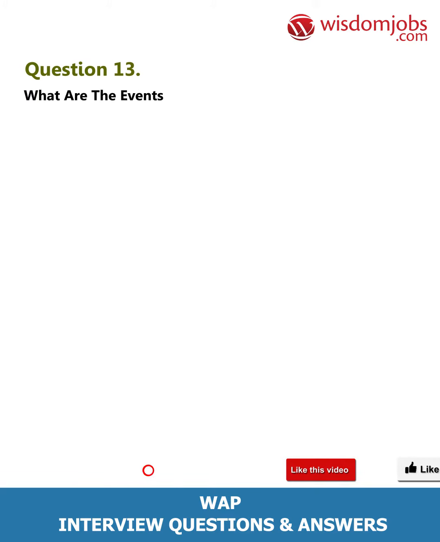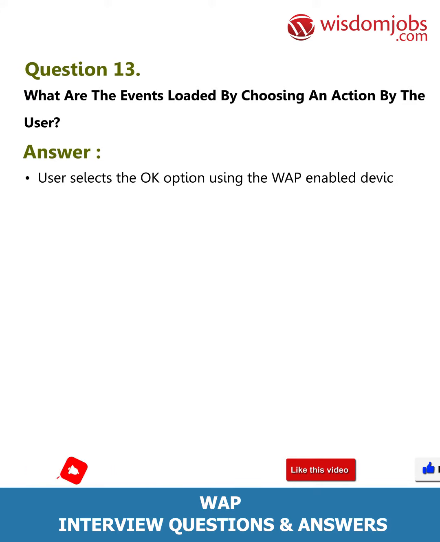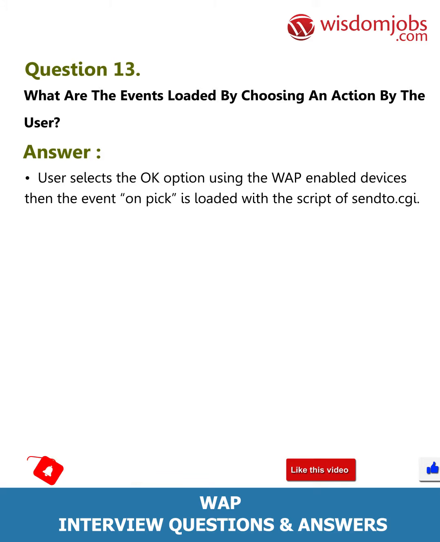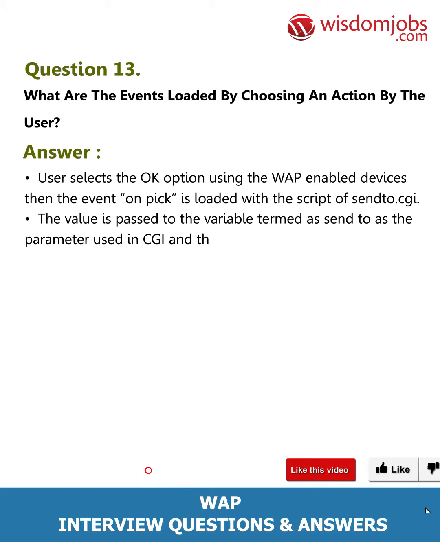Question 13. What are the events loaded by choosing an action by the user? Answer. User selects the OK option using the WAP-enabled devices, then the event onpick is loaded with the script of sendto.cgi. The value is passed to the variable termed as sendTo as the parameter used in CGI, and then it uses the WML variable that starts with $.